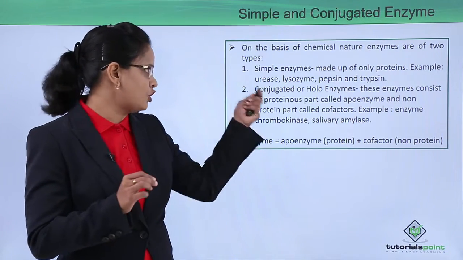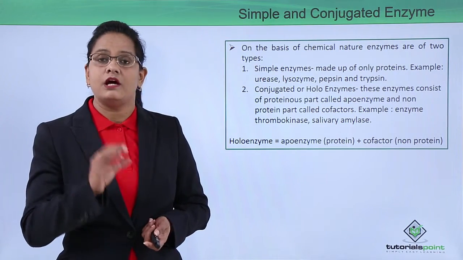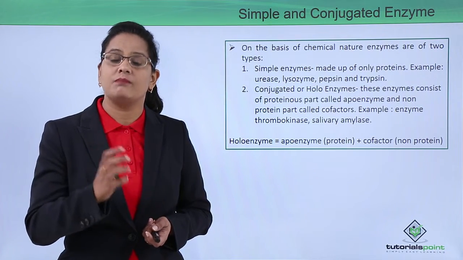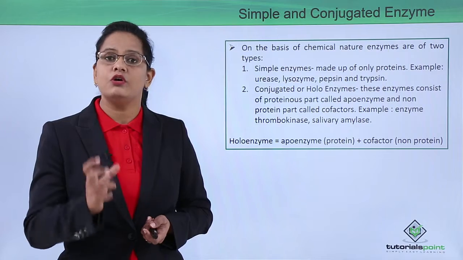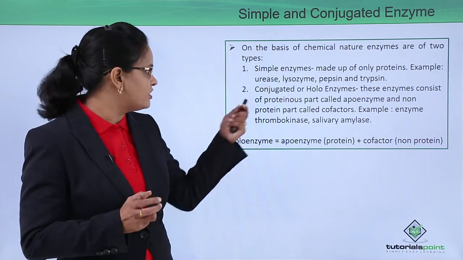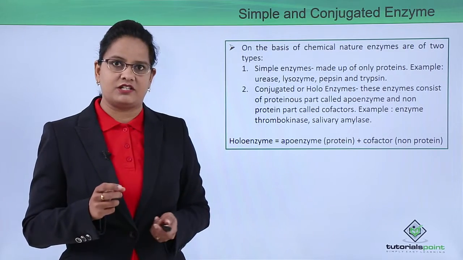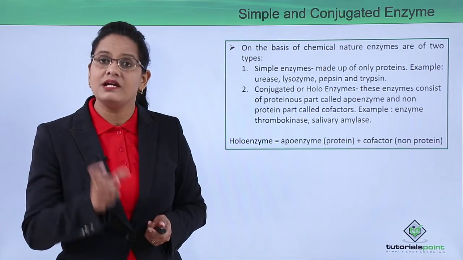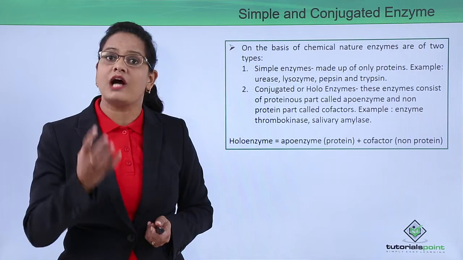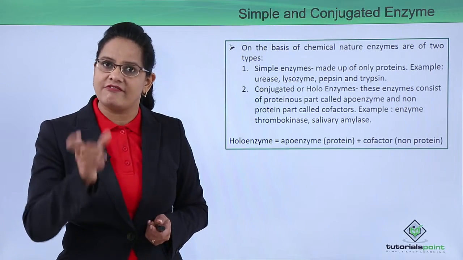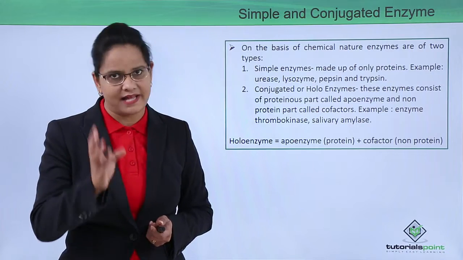Next is conjugated enzymes or holoenzymes. Apart from having a protein part, these enzymes are also made up of a non-protein part. So, they have a protein part which is known as apoenzyme and a non-protein part which is known as cofactor. This non-protein part is essential for the activity of the enzyme, and it is known as cofactor, meaning it is a factor which is assisting the enzyme.